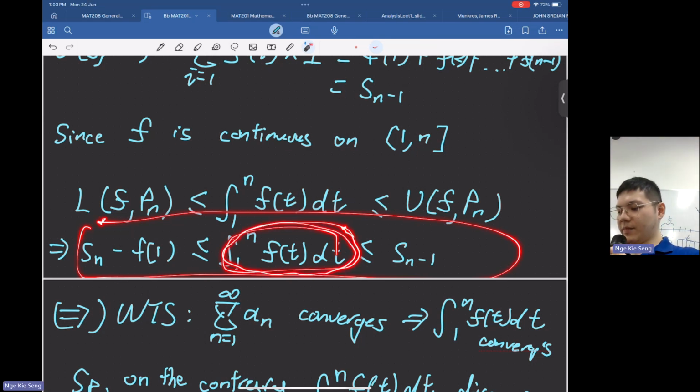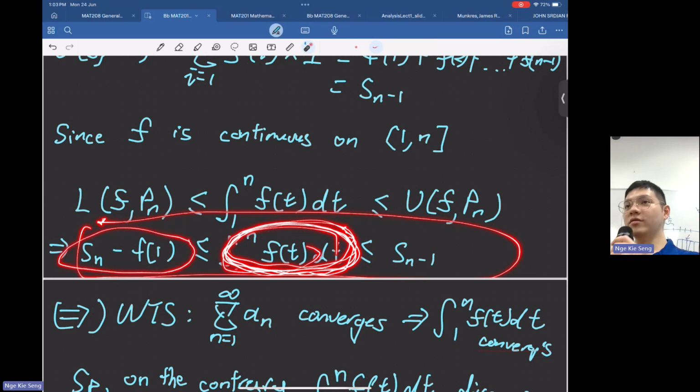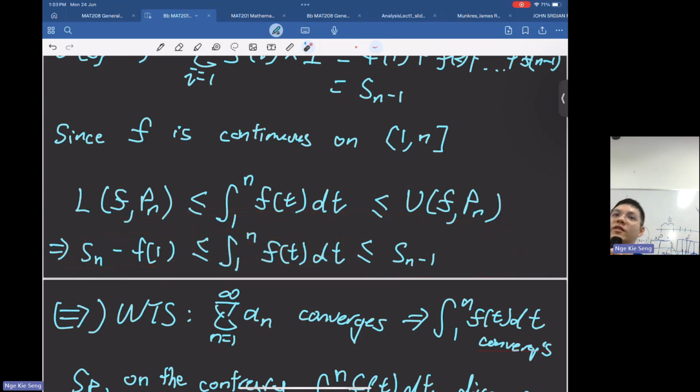This series is bounded above by a number. This number also bounds Sn minus f1. So Sn is bounded by a finite number, and f1 is still a finite number. So what we have just proven is, if my n-th partial sum can be bounded by a number, then my series converges, because of the bounded monotone convergence theorem.